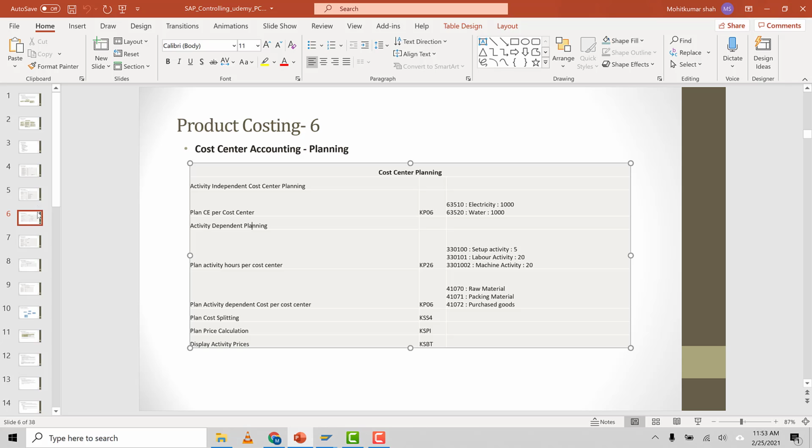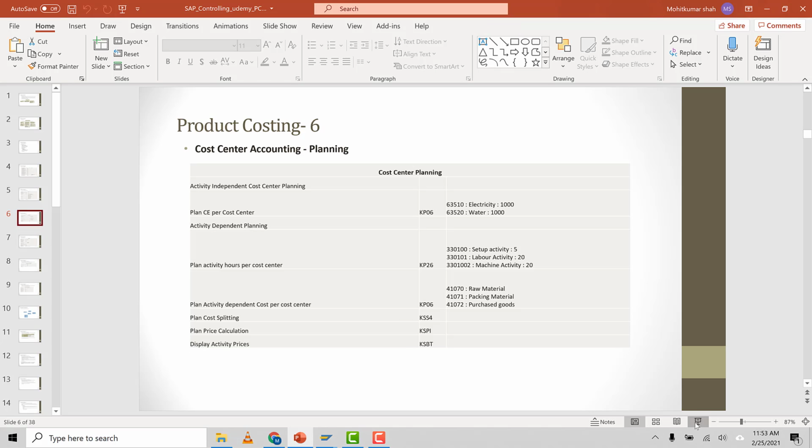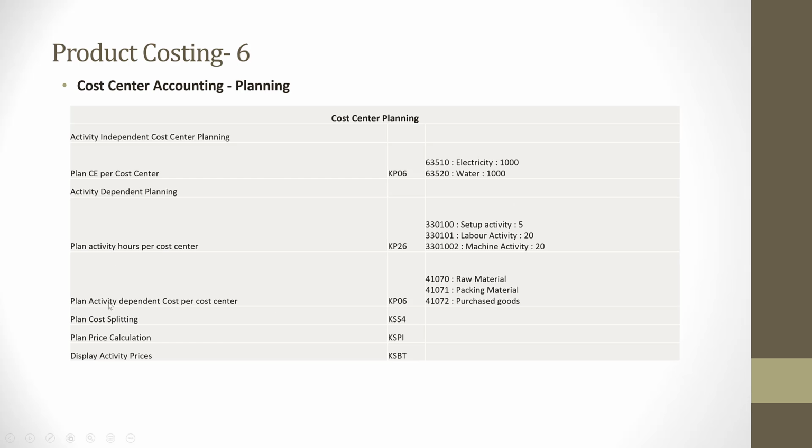Next step. Next is plan activity dependent cost per cost center. So now we have the planned activity hours in the cost center, and we are going to plan for the cost, that is expenses for this cost center. These are the expenses, that is raw material, packing material, and purchase goods.